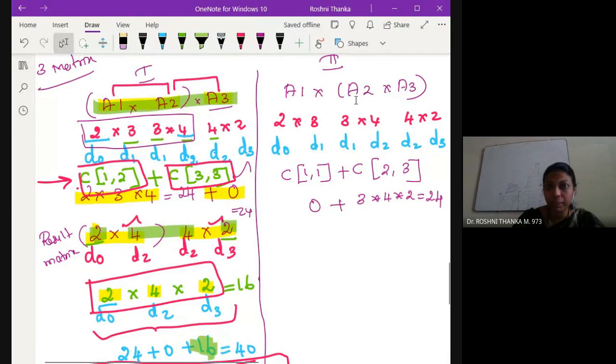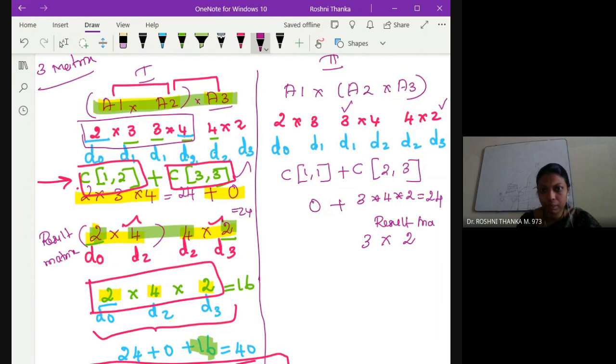After we multiply A2 and A3, we will be getting a resultant matrix, right? So what will I get? The resultant matrix we'll get is 3 cross 2. So this value and this value. So this is the resultant matrix. And what is this dimension? This is D1. This is D3. And now we want to multiply this with A1 matrix. What is the size of A1 matrix? 2 cross 3. And its dimension is D0 and D1. So now we want to multiply, and the condition is also satisfied. This value and this value is same.